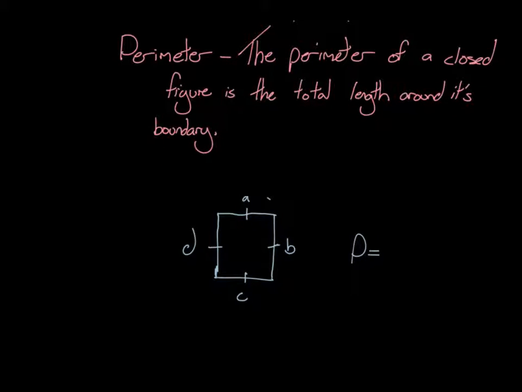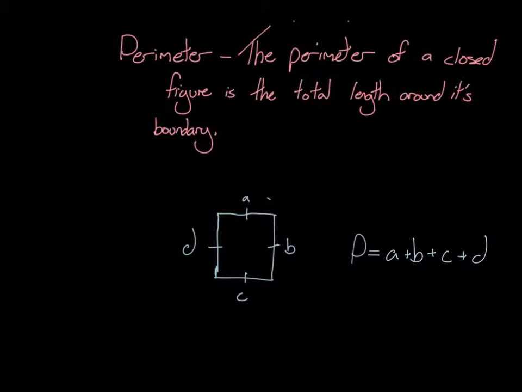So starting with a definition, perimeter. The perimeter of a closed figure is the total length around its boundary. So basically we get any closed shape. It has to be a closed shape. It can't be an open shape. Any closed shape that we have, we add up the length of all of its sides, and that's the perimeter. So for the shape that I've drawn in blue, the perimeter would be A plus B plus C plus D.